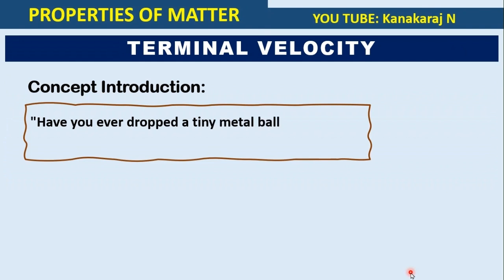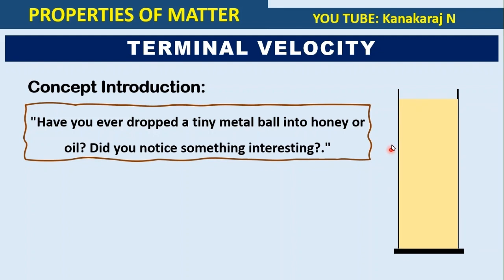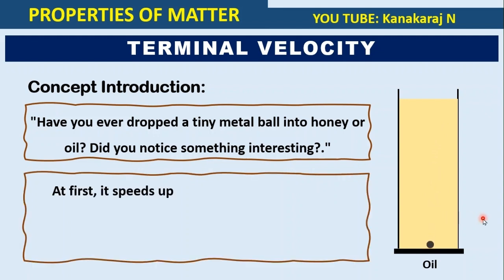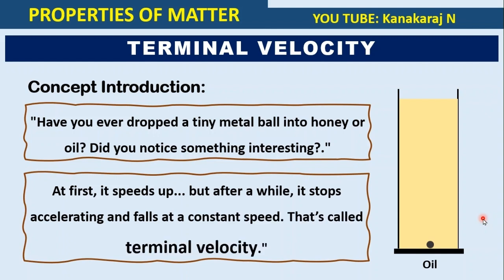Have you ever dropped a tiny metal ball into honey or oil? Did you notice something interesting? Here, a tall jar with oil. A metal sphere is dropped. Its speed in the beginning is high. Later, the speed becomes constant. At first, it speeds up, but after a while, it stops accelerating and falls at a constant speed. That's called terminal velocity.